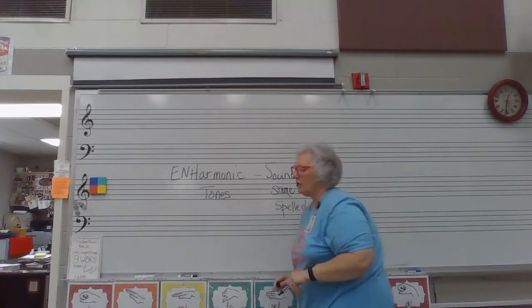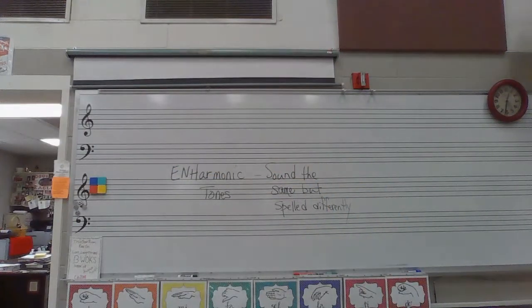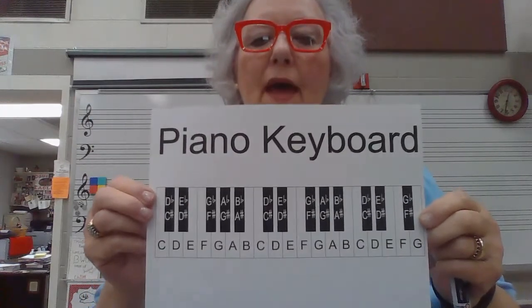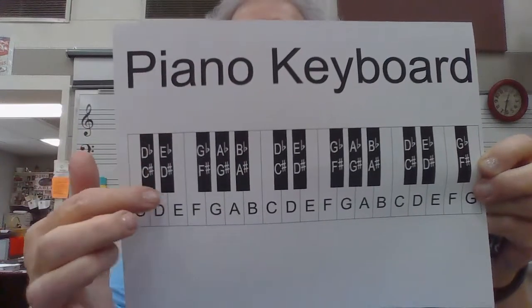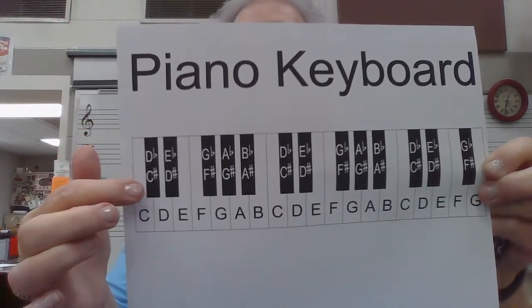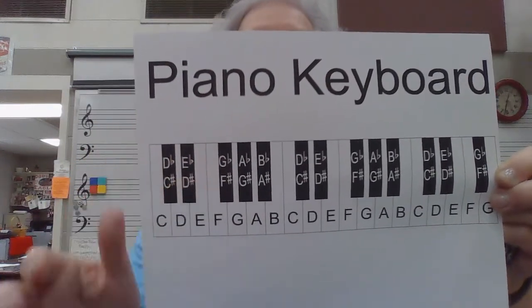All right. So, when we look at our keyboard, the keyboard that I gave you, hang on just a minute. Here's the keyboard that I gave you, all right? You see that on the black keys, you have two different letter names. Here you got D flat and C sharp, E flat, D sharp, G flat, F sharp.